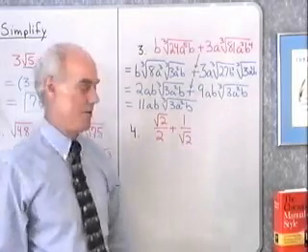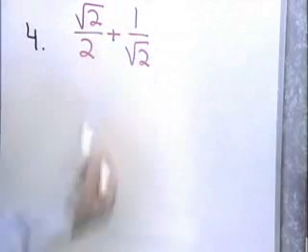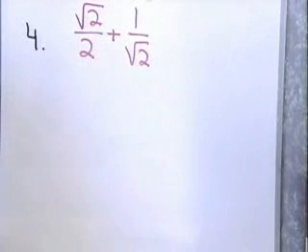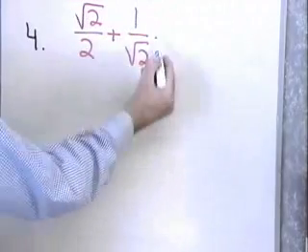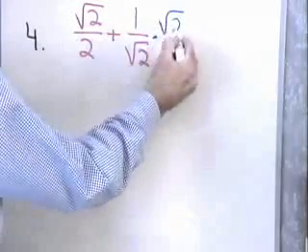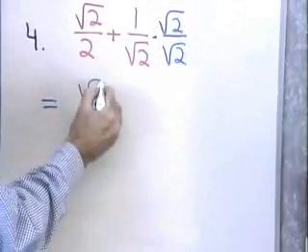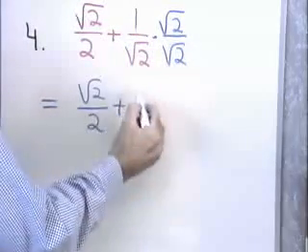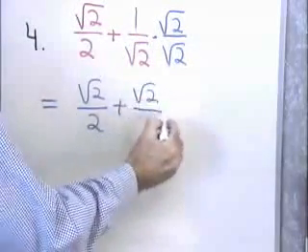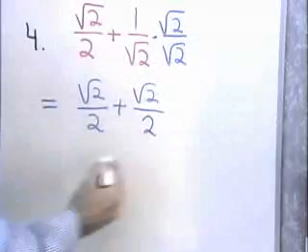Here's one last problem. Square root 2 divided by 2 plus 1 divided by square root 2. I want to see if I can add these. This is in simplified form, but this isn't. So I need to rationalize this denominator. I'll multiply by square root 2 over square root 2. Now we have square root 2 over 2 plus 1 times square root 2 is square root 2. And then square root 2 times square root 2, square root 4, which is 2.